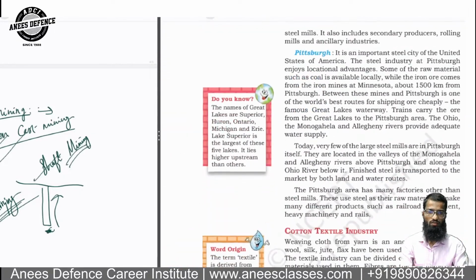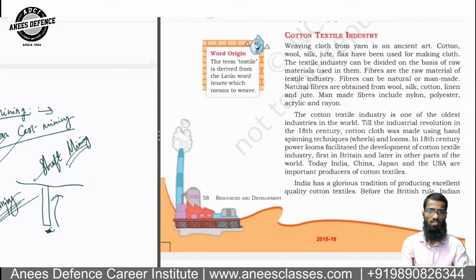Then you have the cotton textile industry. Weaving cloth from yarn is actually an ancient art. You have cotton, wool, silk, jute, and flax, which we have been using since time immemorial. The textile industry can be divided on the basis of the raw materials used in them. Fibers can be natural or man-made also.